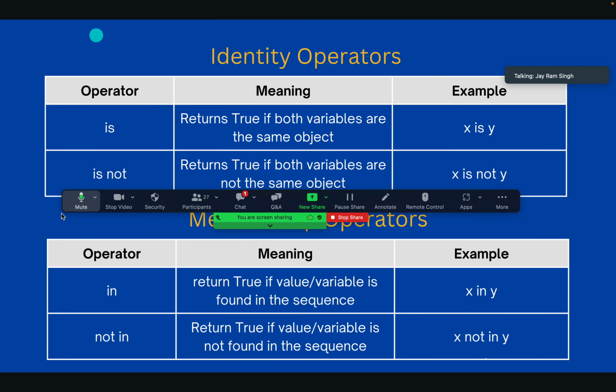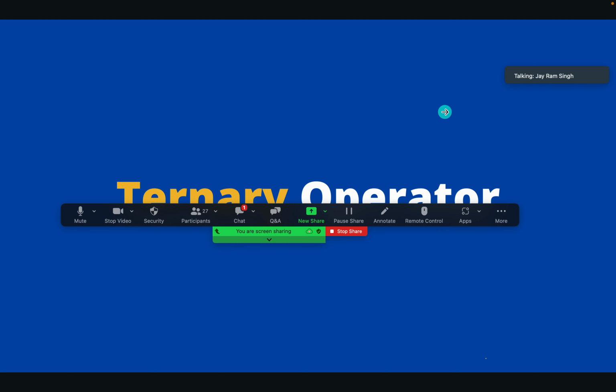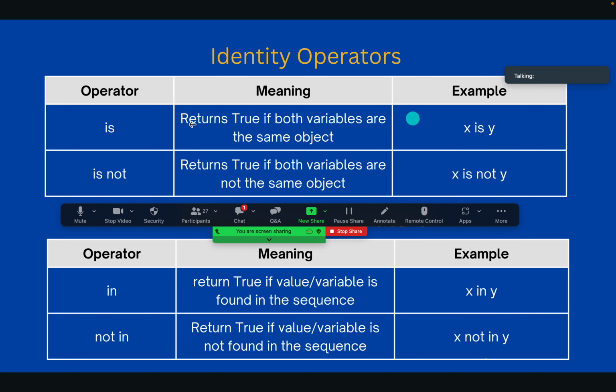Now two very important operators in Python: is and is not. x is y means x is the same object as y. If both are the same object, then it will return true. If x and y are different objects, then is not will be true.